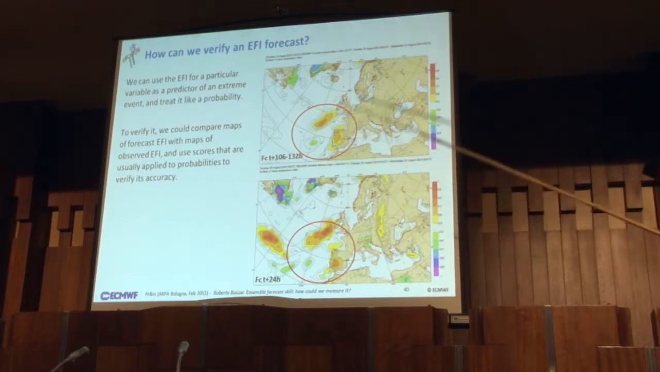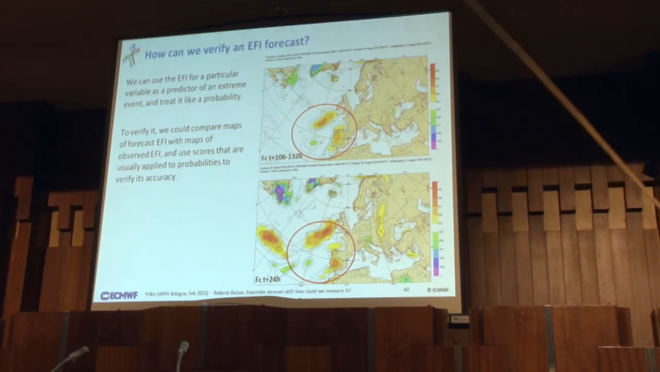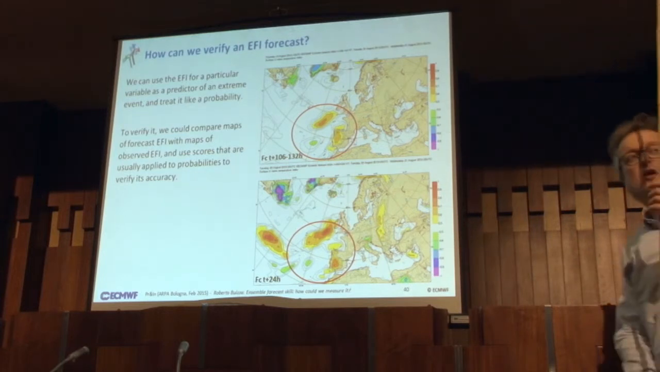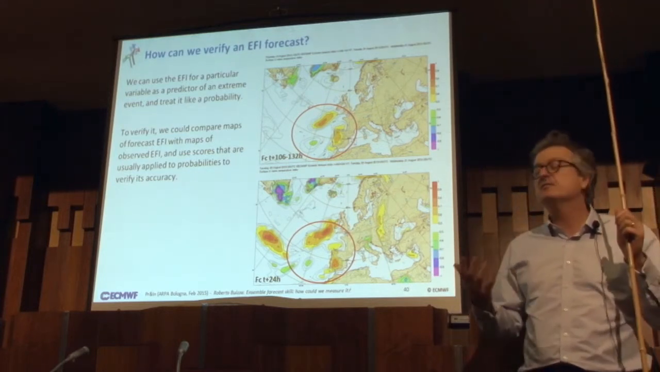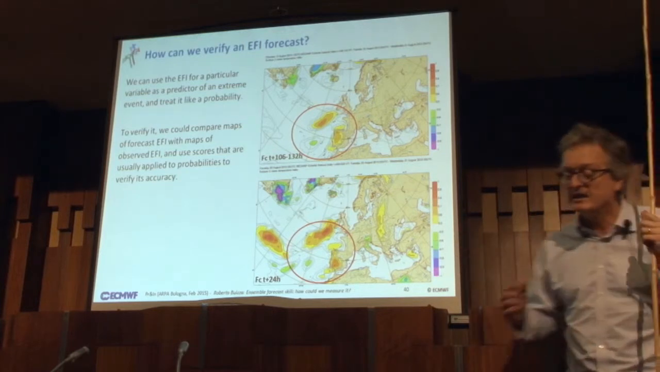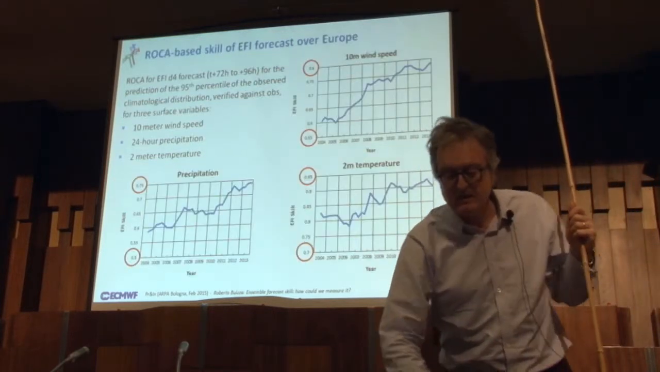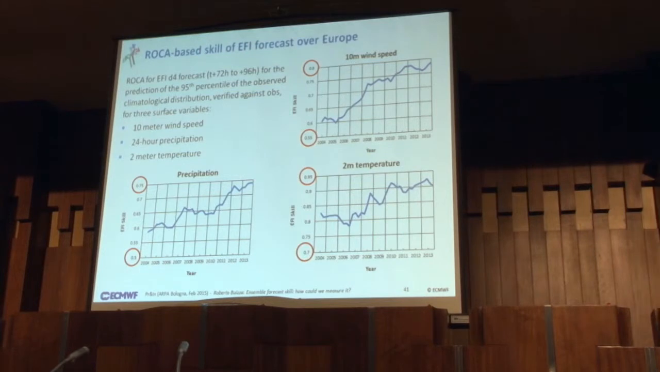And you can do CRPS between these two, or you can do a Brier score. So this is how you verify the extreme forecast index, by treating it as a probabilistic forecast. And in fact, this is what we do now. This is one of the scores that we generate routinely.